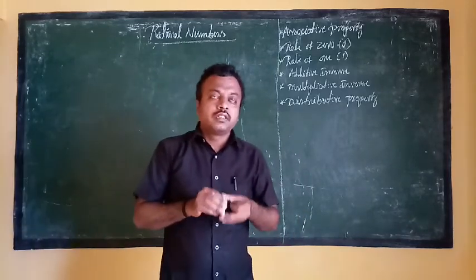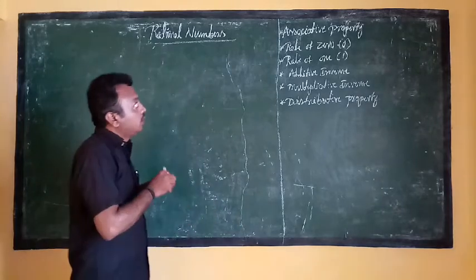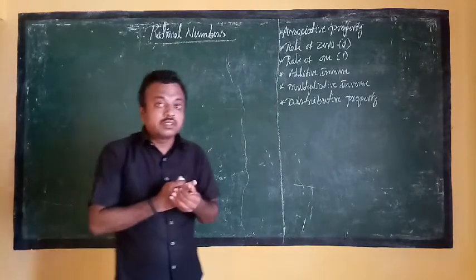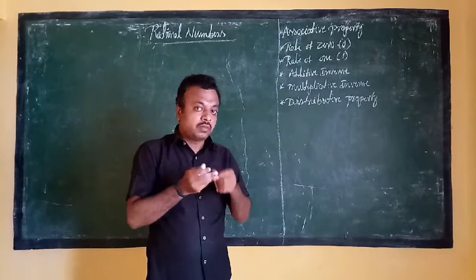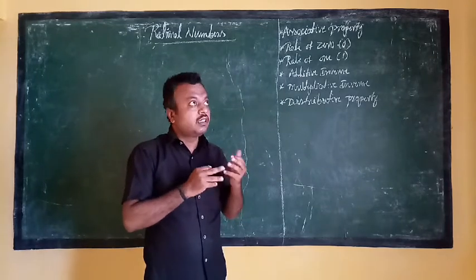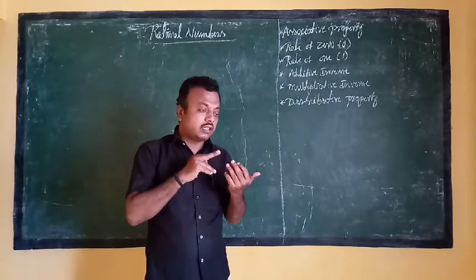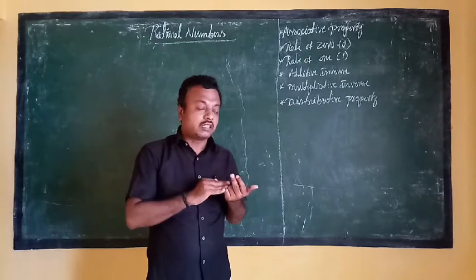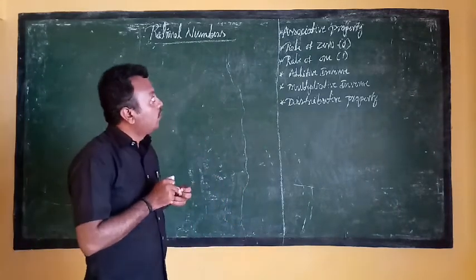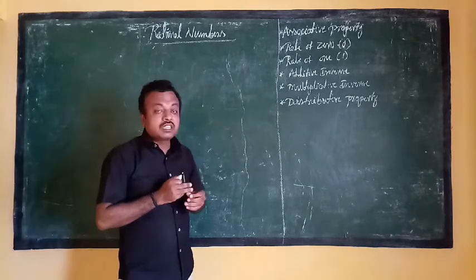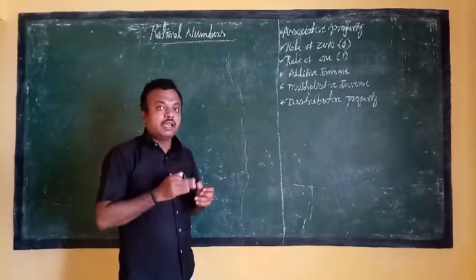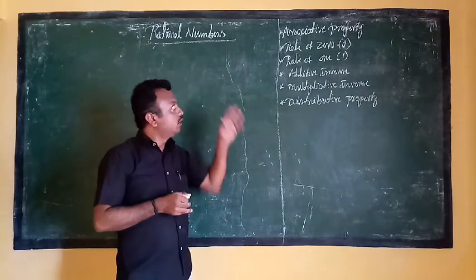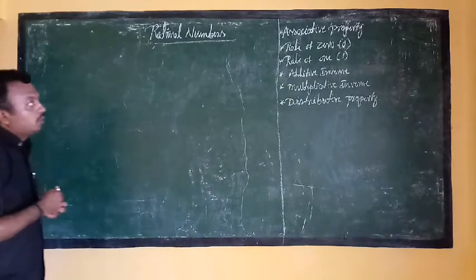Dear students, today we are going to learn the rational numbers. The properties of rational numbers we were discussing in the last classes. In the last classes we discussed the closure property and the commutative property. Today we are going to discuss the associative property and the distributive property. Okay, shall we discuss the associative property?